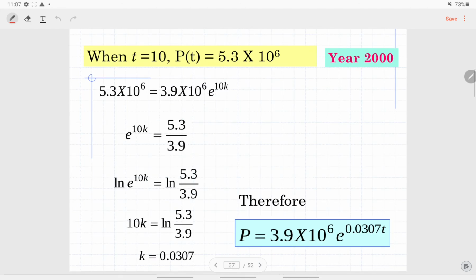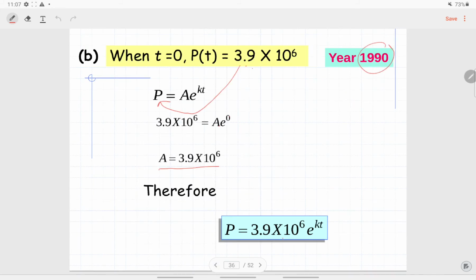Okay, and then in year 2000, the population is about 5.3 million. So from 1990 to 2000, the t is 10 years, right? In 1990 we let t equal to 0, and in 2000 t is 10 years. The population is 5.3 million. Therefore here we get P is 3.9 million exponential kt.